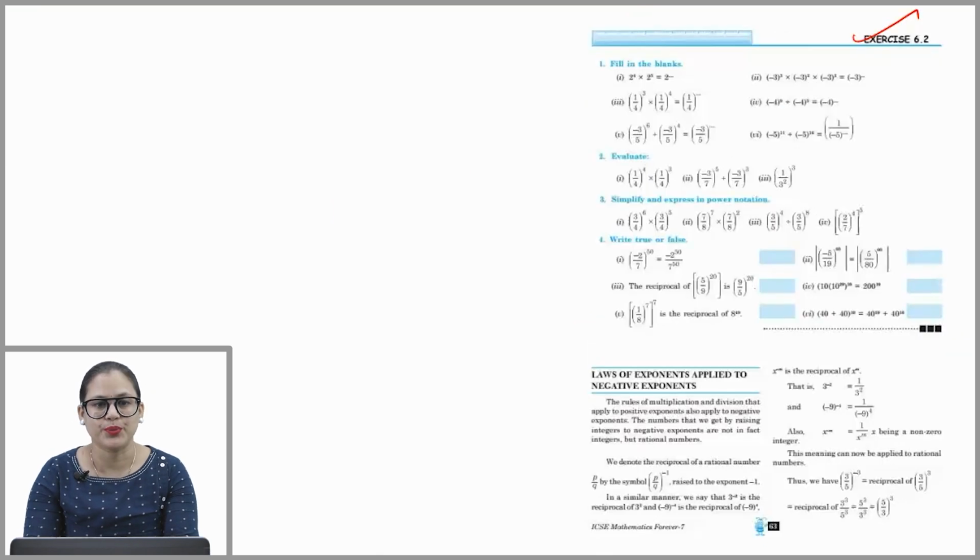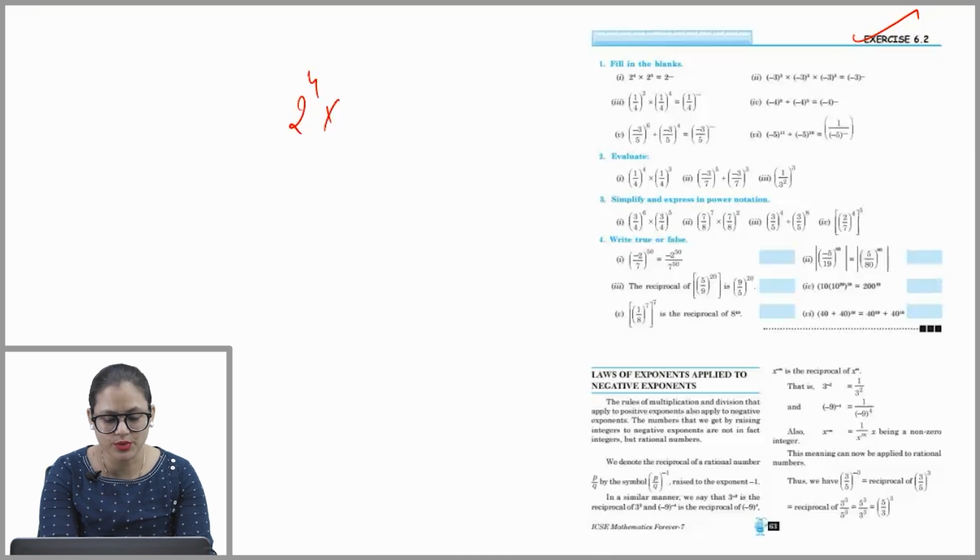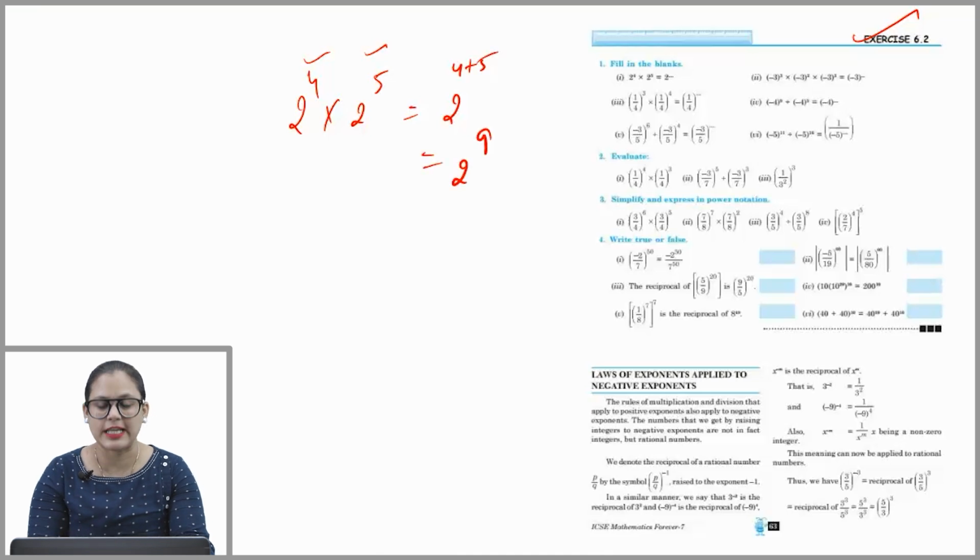Exercise 6.2. Fill in the blanks. 2 raised to the power 2 into 2 raised to the power 5 is equal to 2 raised to the power how much? So we will add these two powers, that is 4 plus 5, that is 2 raised to the power 9 is the answer.